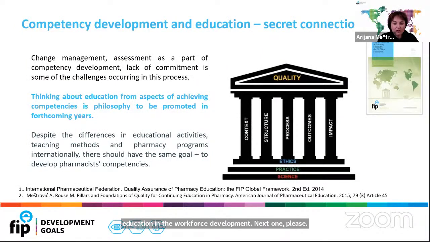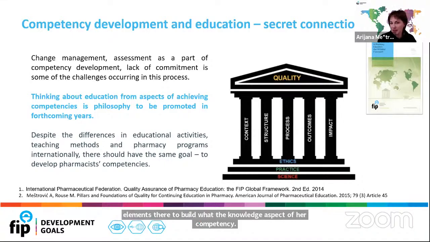One is also a very important one, connected with another framework, which designs educational activity based on the competency level at the beginning and addresses science, practice, and ethics in any educational activity. What does it mean? If we put together a good presentation, like for example this one today, we need to have some science elements there to build what? The knowledge aspect of our competency. Then we need to have some examples, maybe some case studies, maybe someone from practice to build what? Skills.